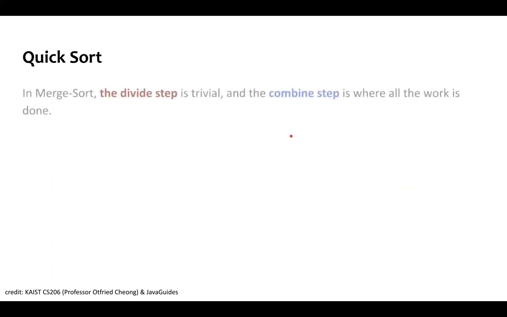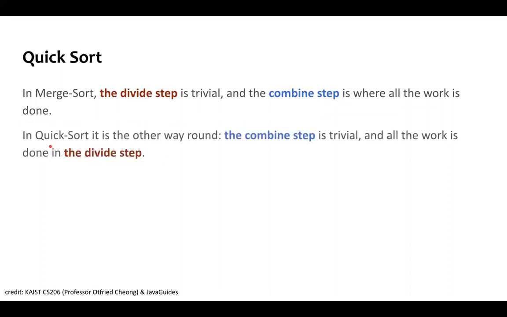And the last sorting algorithm we're going to have a look at is called quicksort. The disadvantage of merge sort will be resolved in quicksort. In merge sort, the divide step was trivial. And the combine step, which was the merge function, is where all the work is done. In quicksort, it is the other way around. The combine step is trivial, and all the work is done in the divide step, right?